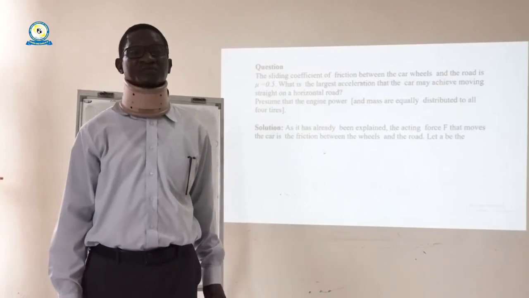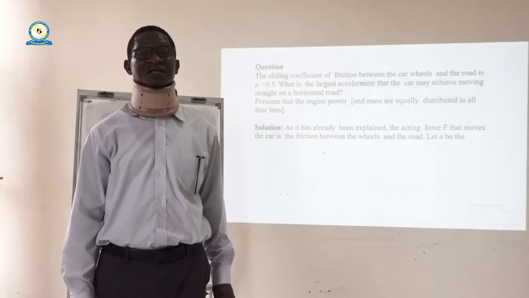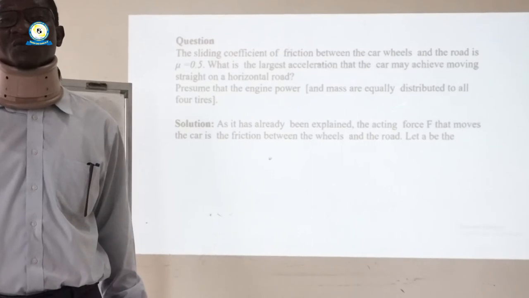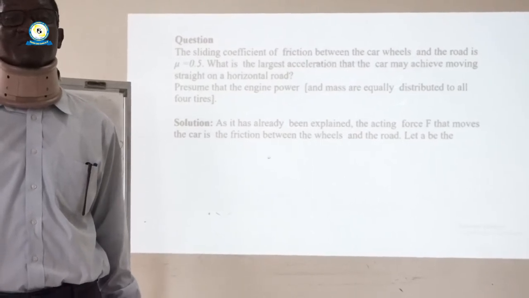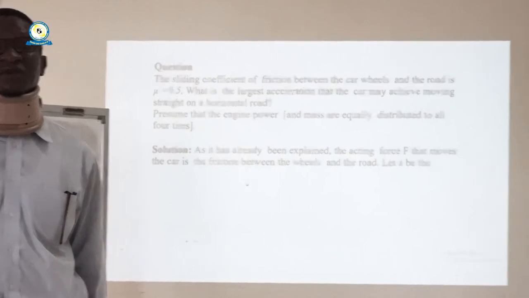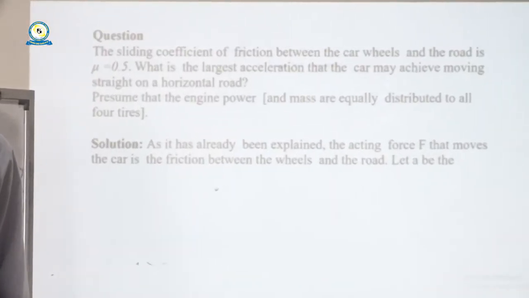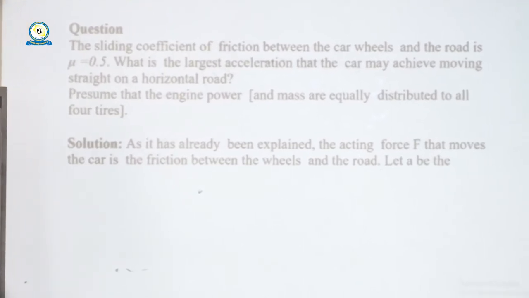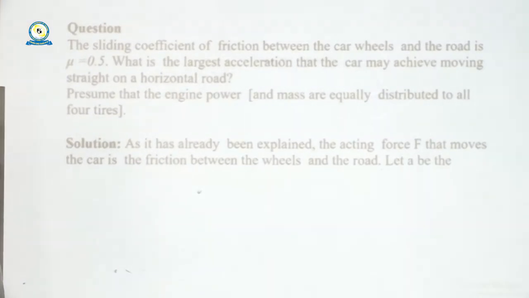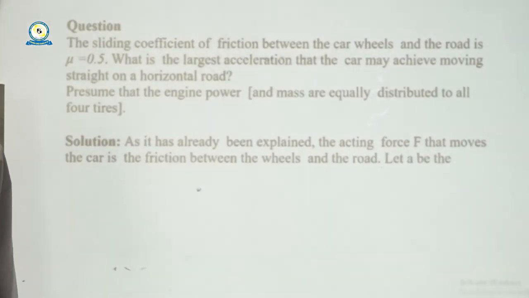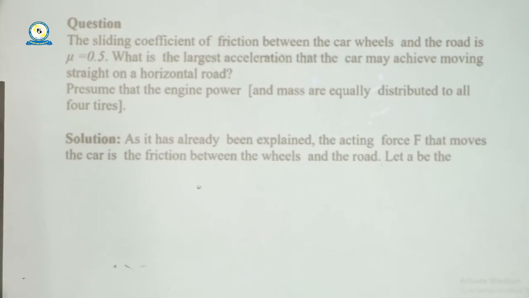Question. The sliding coefficient of friction between the car wheels and the road is mu equal to 0.5. What is the largest acceleration that the car may achieve moving straight on a horizontal road? Presume that the engine power and mass are equally distributed to all four tires.